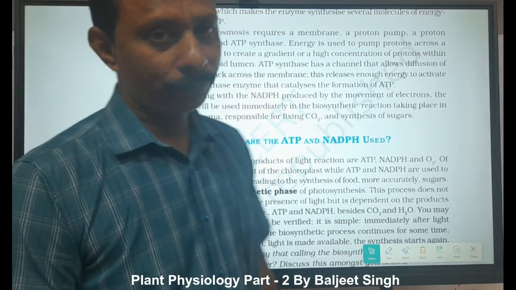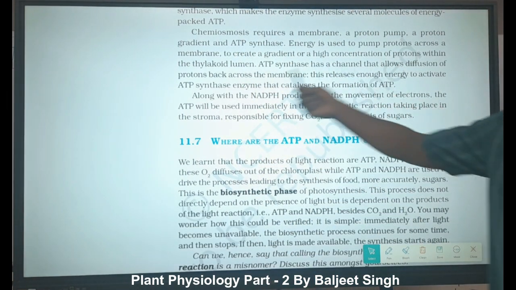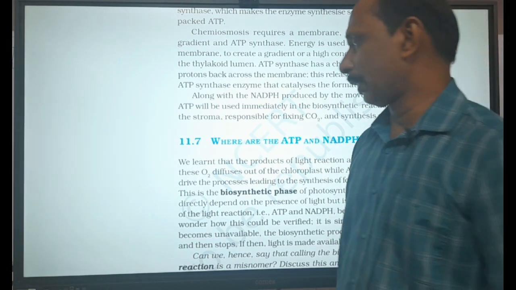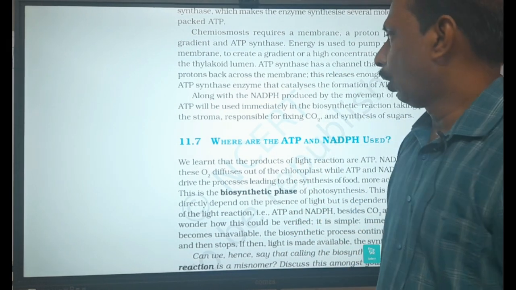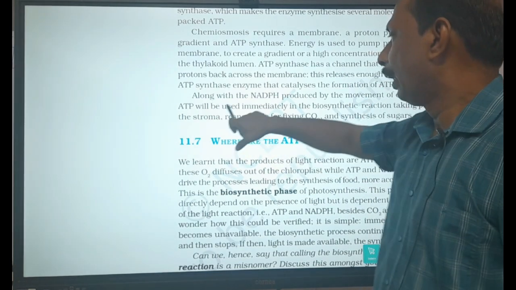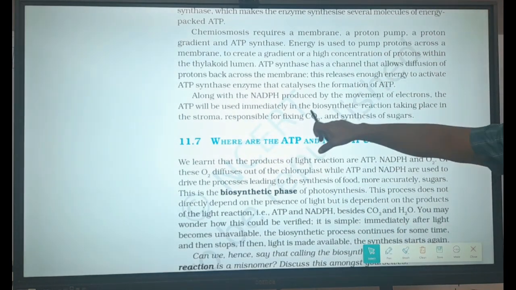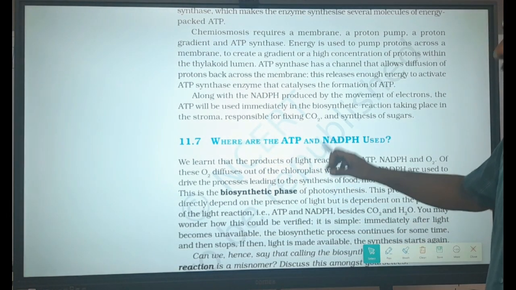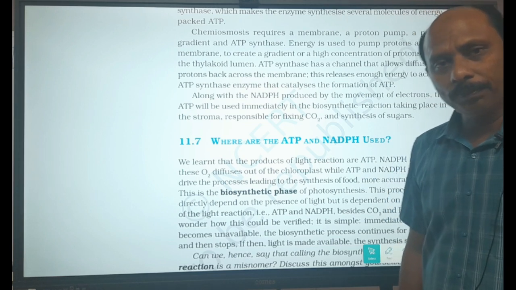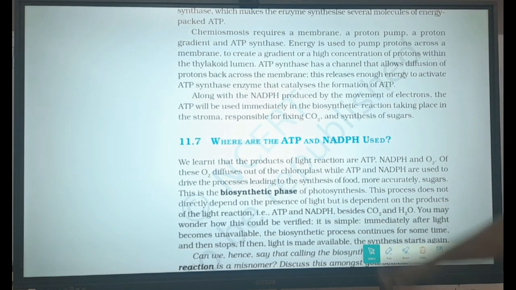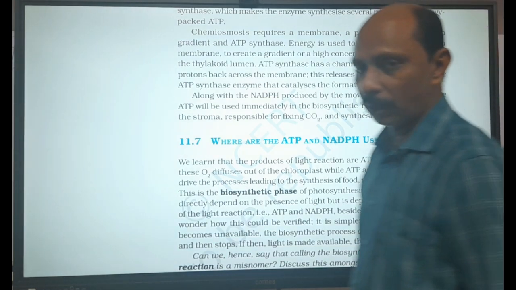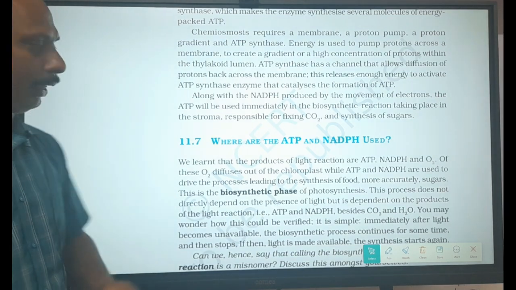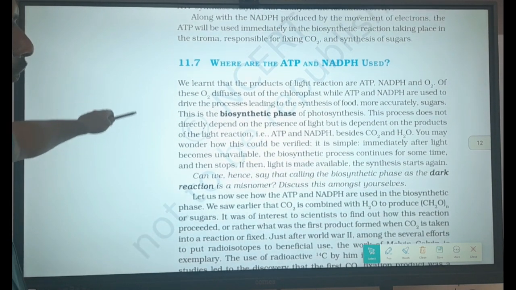Biosynthetic reactions means what? The ATP will be used immediately in the biosynthetic reactions taking place in the stroma. Biosynthetic reactions are metabolic reactions. That is, we can say this is the dark reaction, or it may be the formation of other things. The stroma is responsible for fixing CO2, which means the Calvin cycle, that means the C3 cycle, or it may be the C4 cycle, or it may be the CAM pathway, right? And the synthesis and formation of sugar, right? So these are light reactions, right? We can say the light reaction is called photophosphorylation.